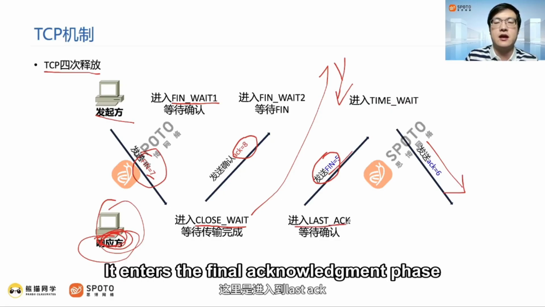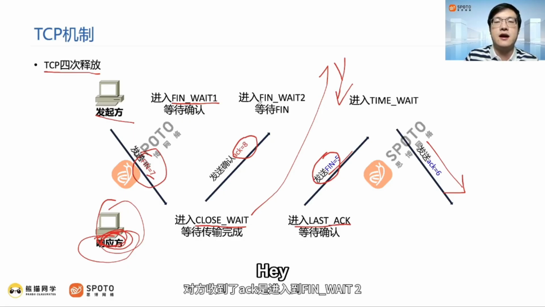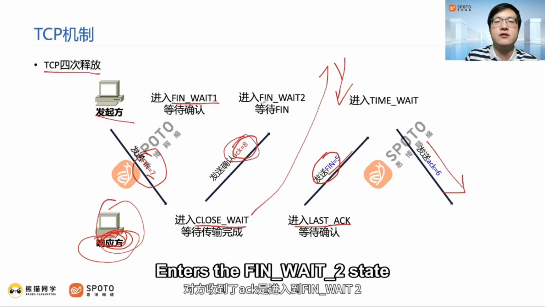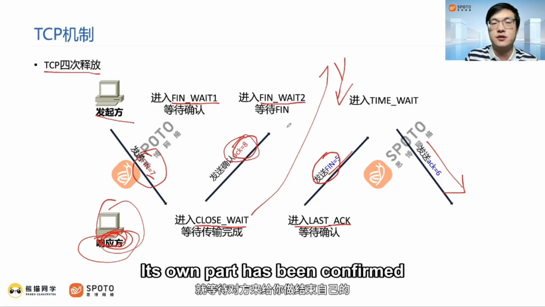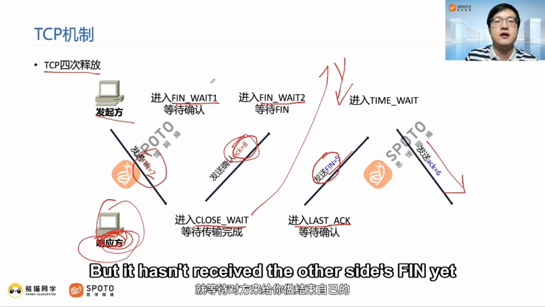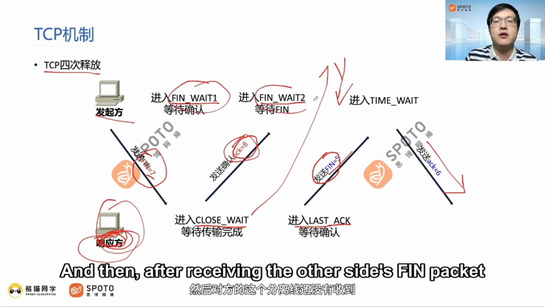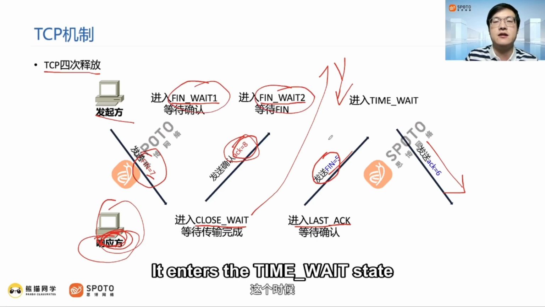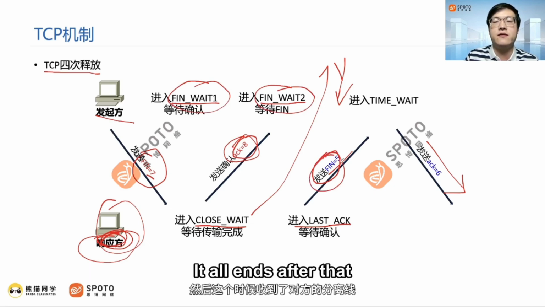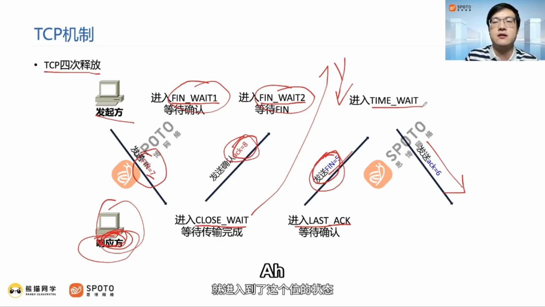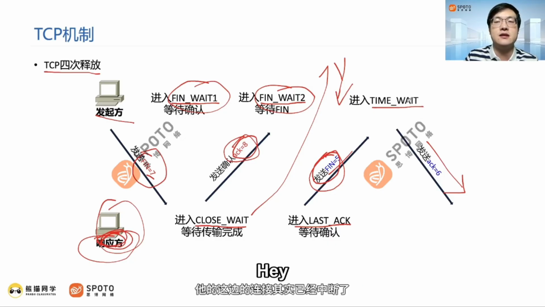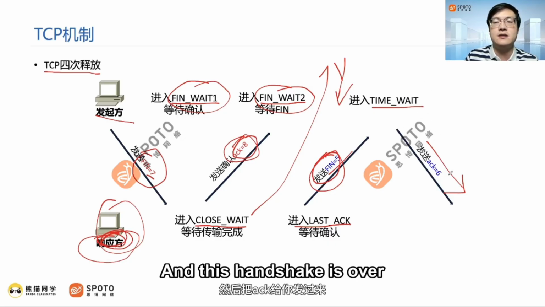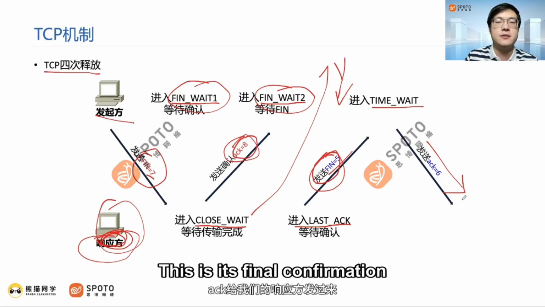Here it enters the final acknowledgement phase. The other side, having received the FIN, enters the FIN_WAIT_2 state, that is, the process of waiting for the end, just waiting for the other part to finish. And then, after it enters the time wait, it sends the ACK. After the ACK, the final acknowledgement, this handshake is complete.